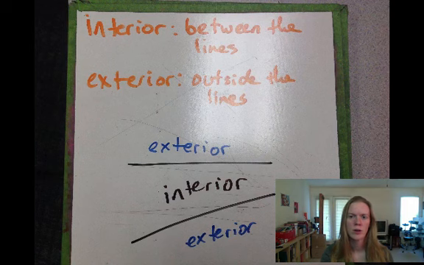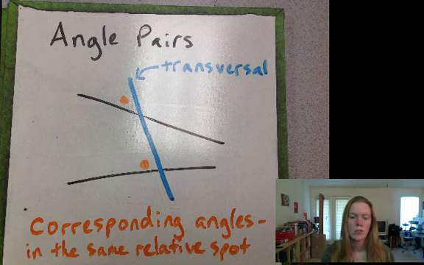We also have interior and exterior. This doesn't have anything to do with the transversal. We're just looking at the two lines. If we look at our two black lines, the interior is between those lines and the exterior is outside of those two lines.